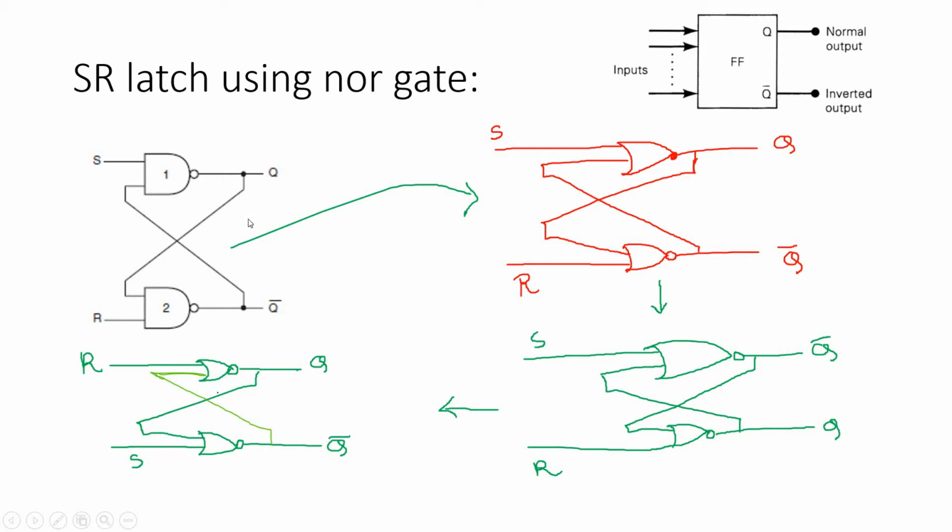In the SR latch using NOR gates circuit, this was the NAND SR latch, where the NAND gates are replaced by NOR gates and the circuit becomes this, with inputs S and R. These two NOR gates give Q and Q bar, the normal output and the inverted output, here.